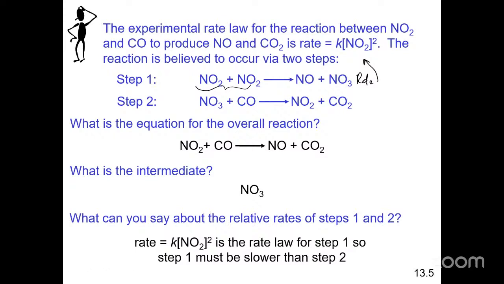Okay, so because the rate law says that the rate is equal to k times the concentration of NO2 squared, that tells you that NO2 is involved in the rate determining step, right? And as you can see from this mechanism here, you have two NO2 molecules involved in that step. So therefore, we know that this is the slowest step, because that's what the rate law tells us. All right.